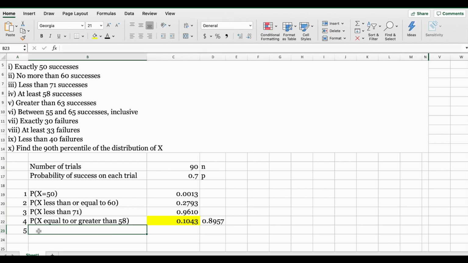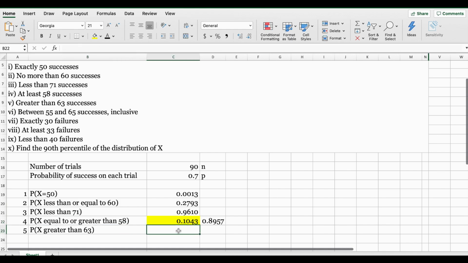So question 5 is asking us to find the probability of x when it's greater than 63. Another way to write this is probability of x when it's greater than 63. Again, we're going to apply the same technique we applied in the fourth question, because here again we're looking at probabilities on the right hand side. The only difference here is in the previous question you needed x when it was equal to or greater than 58. But in question 5, you're only looking at probabilities of x when it's greater than 63.